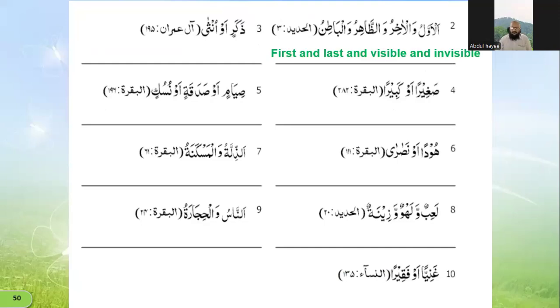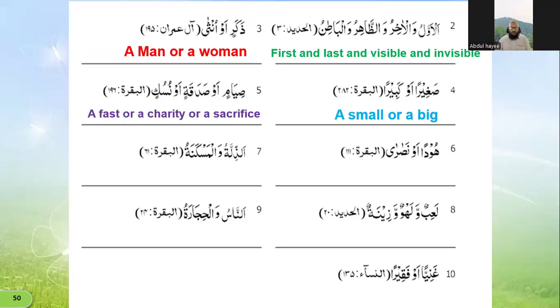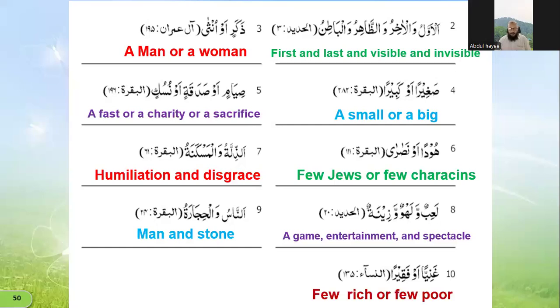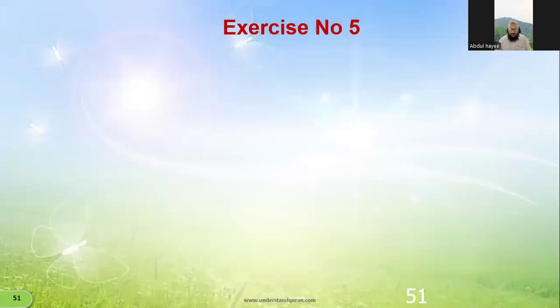These are: Al-Awwalu wal Akhiru, az-Zahiru wal Batinu, the first and the last, the visible and the invisible. Dhakarun aw untha, a man or a woman. Saghirun aw kabirun, a small or a big. Siyamun aw sadaqatun aw nusukun, a fast or a charity or a sacrifice. Yahudun aw nasara, Jews or Christians. Adh-dhillatu wal maskanatu, humiliation and disgrace. Lahwun wa la'ibun wa zinatun, a game and entertainment and spectacle. An-nasu wal hijaratu, men and stone. Ghaniyyun wa faqirun, rich and poor.